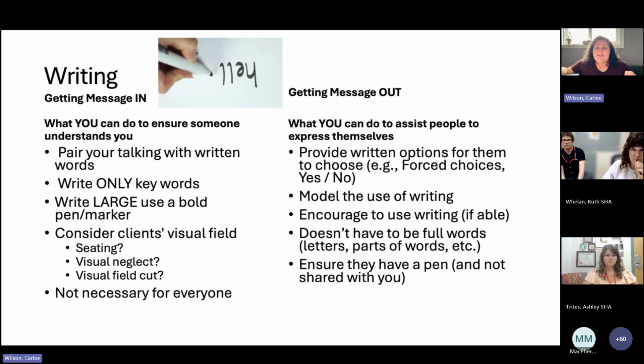One thing to note is that make sure that if you are using writing, each person has their own pen so that you're not kind of fighting over it or taking away an opportunity for someone to communicate.